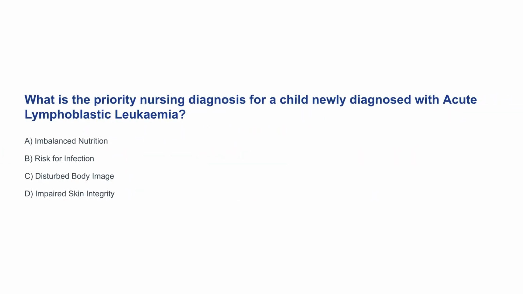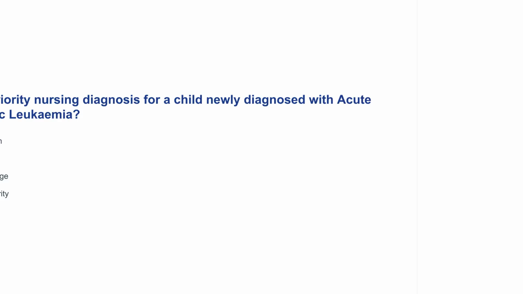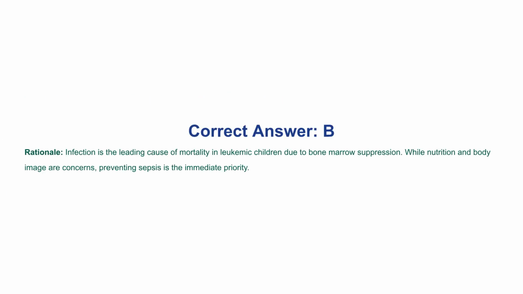What is the priority nursing diagnosis for a child newly diagnosed with acute lymphoblastic leukemia? The correct answer is B. Risk for infection. Infection is the leading cause of mortality in leukemic children because of bone marrow suppression. Preventing sepsis is the immediate priority.